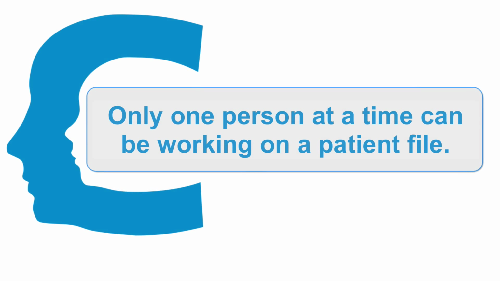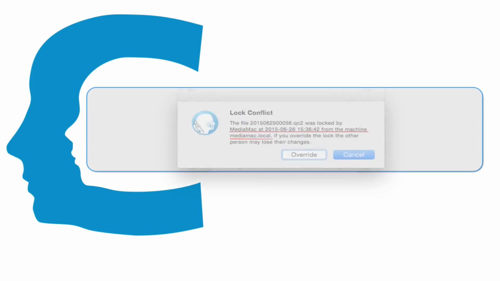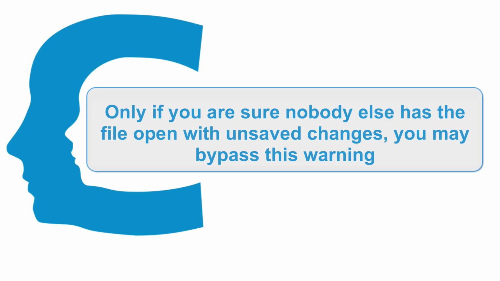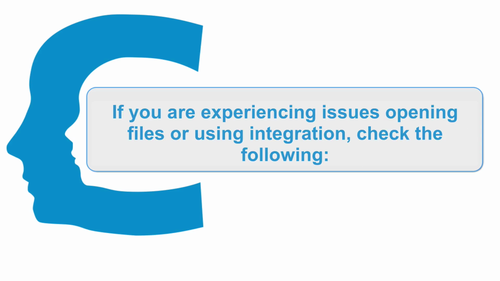Only one person at a time can be working on a patient file. If you attempt to access a file that is in use by another staff member, you will see an alert telling you the file is locked. The alert will also tell you when the file was opened and from which workstation it was opened. When you are sure that nobody else has this patient file open with unsaved changes, you can bypass this lock warning.